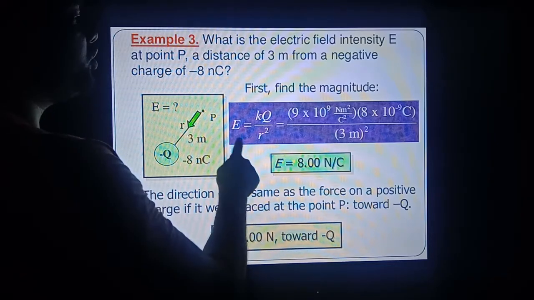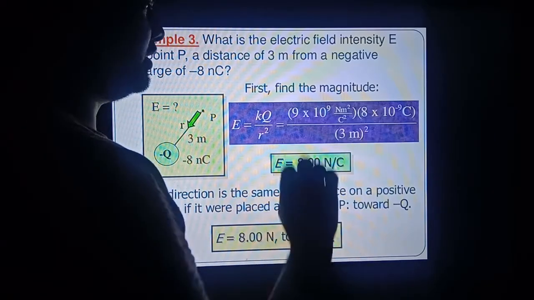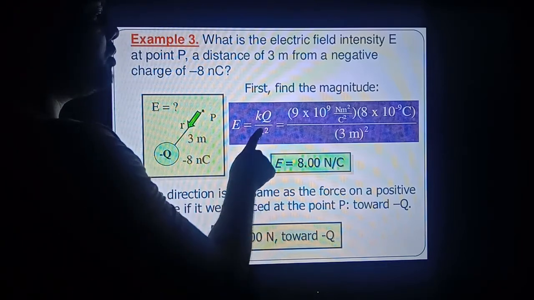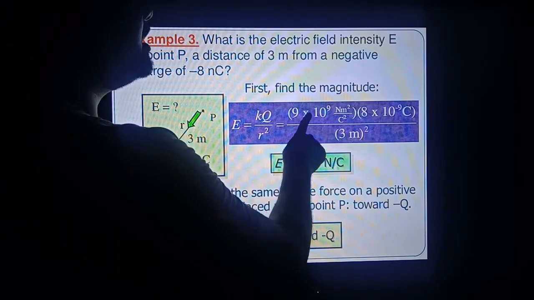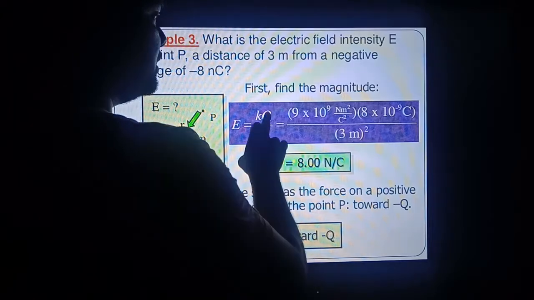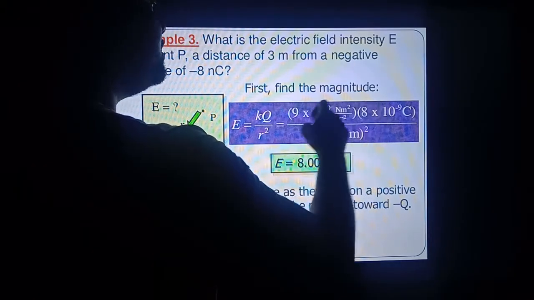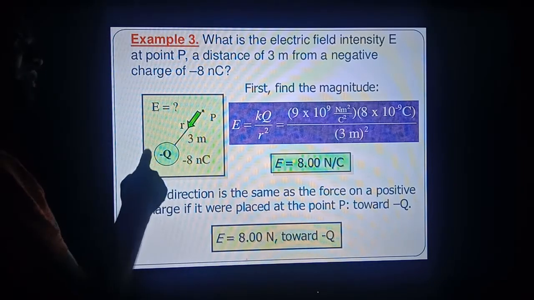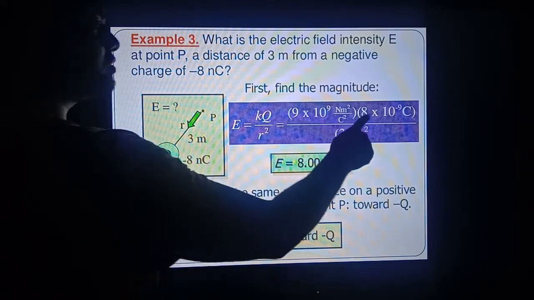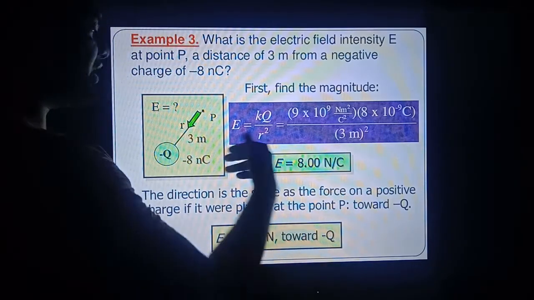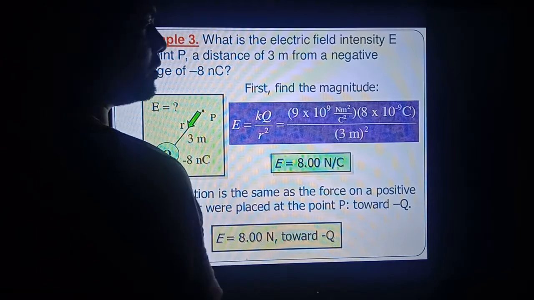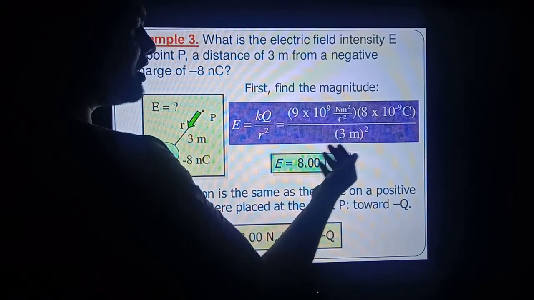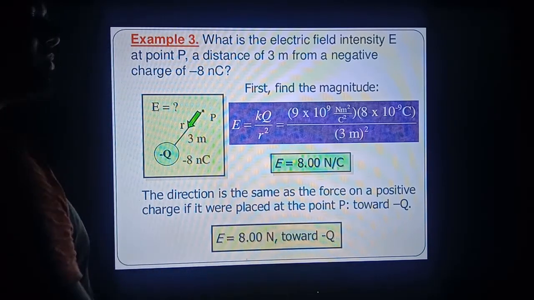So this is the formula of electric field at a point. E is equal to KQ upon R square. The value of K is 9 into 10 raised to power 9. Q is the charge due to which the field is to be calculated, 8 into 10 raised to power minus 9, divided by the distance R square. Now on solving, it will come 8.00 Newton per coulomb.